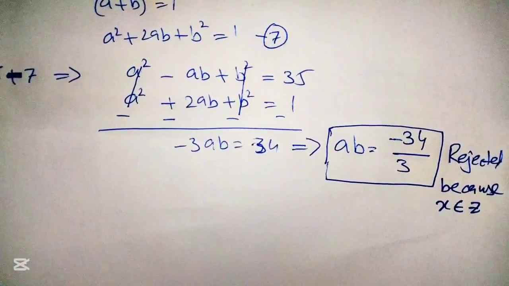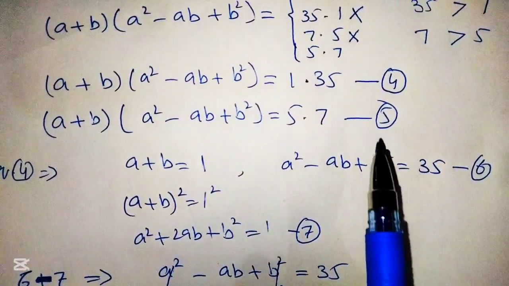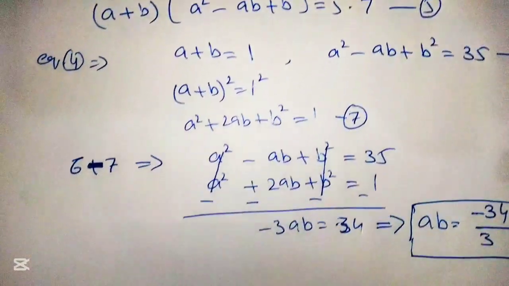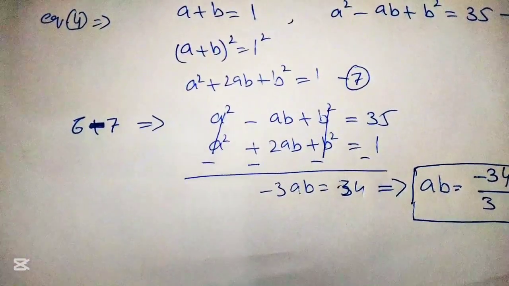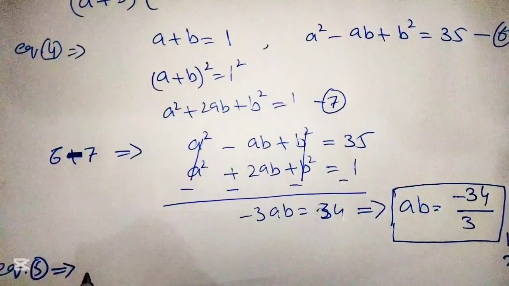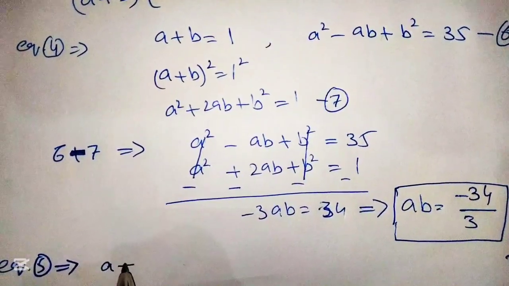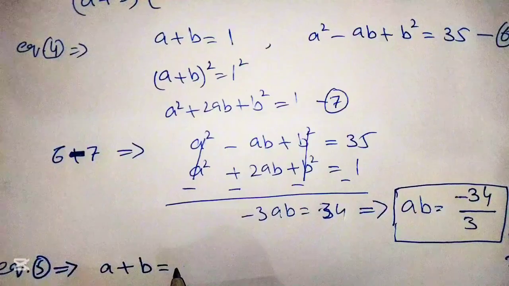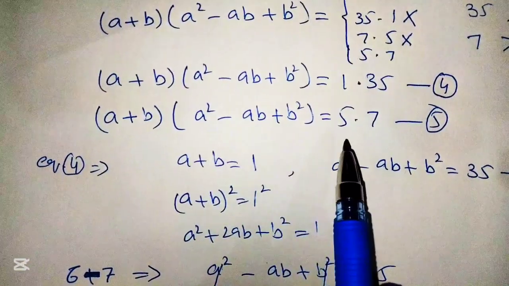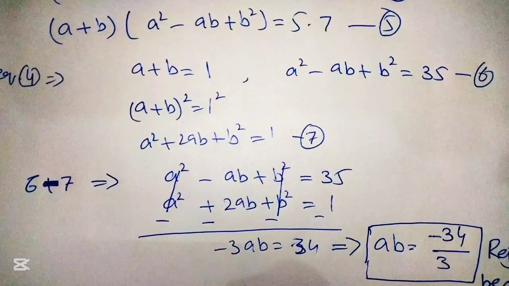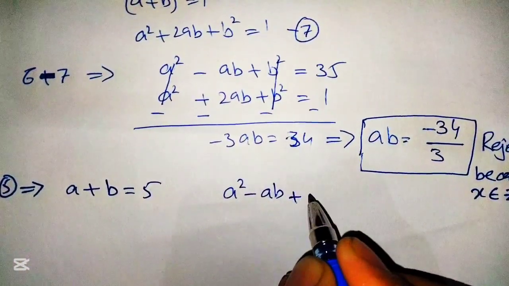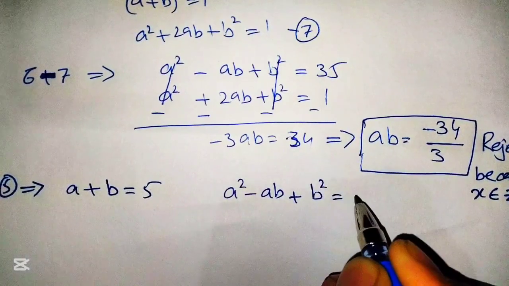Now we will use the equation number 5 to find the solution, which is given as this. Now from equation number 5, equation 5 implies that a plus b is equal to 5 and a square minus ab plus b square is equal to 7.